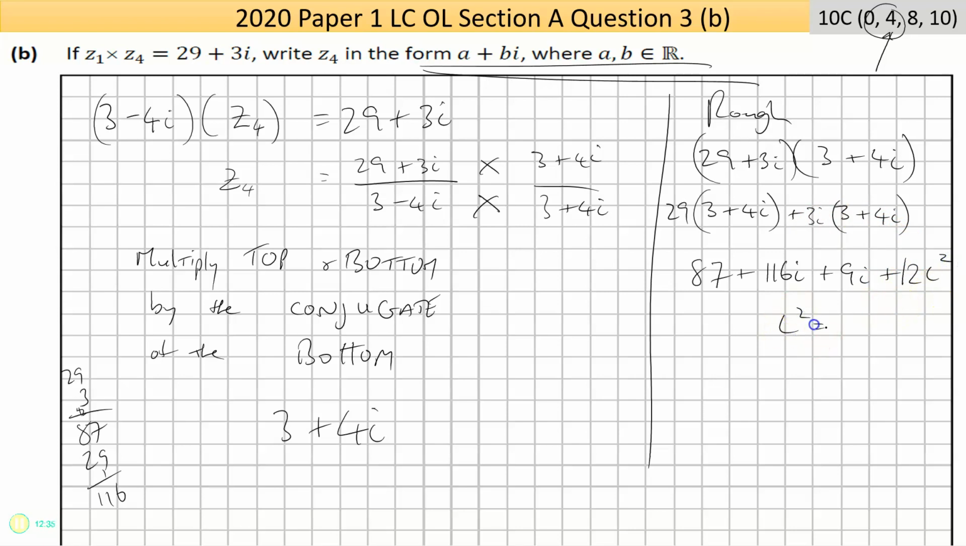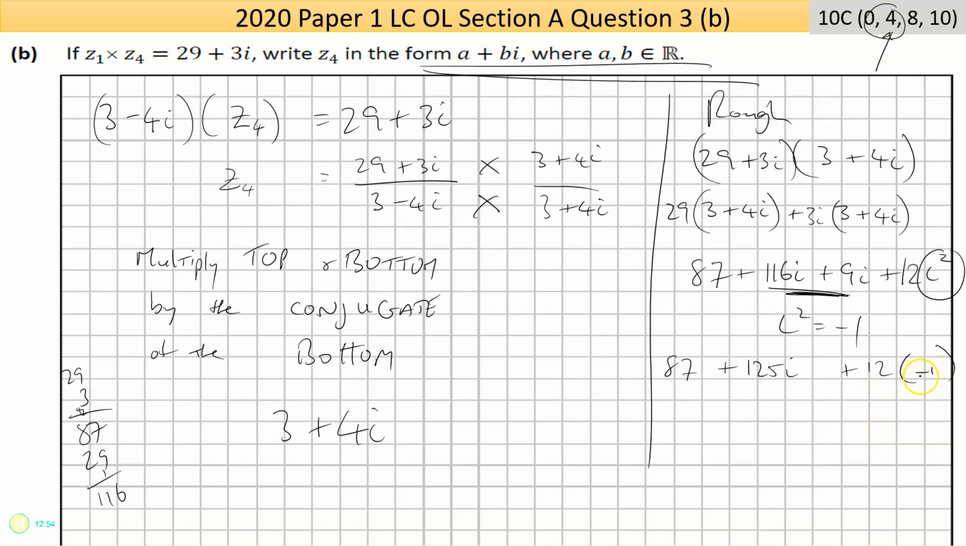Now this is where this i squared is equal to minus 1 thing comes in. This is going to be swapped out. But the middle thing here can be added. So if I do that, 116 plus 9 is 125i. Plus 12 times, and we said i squared is minus 1, so I can swap them.